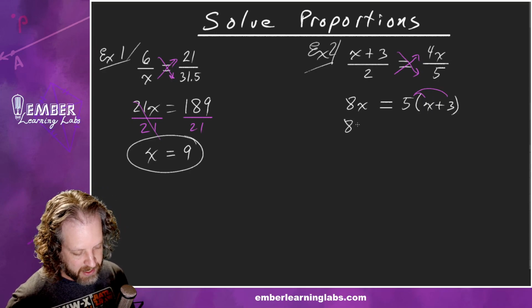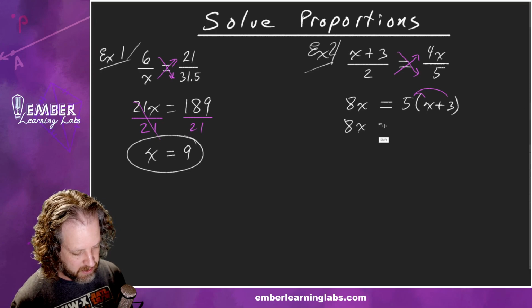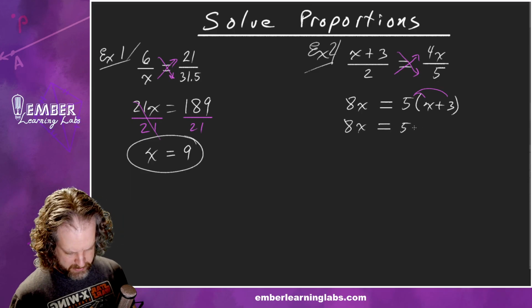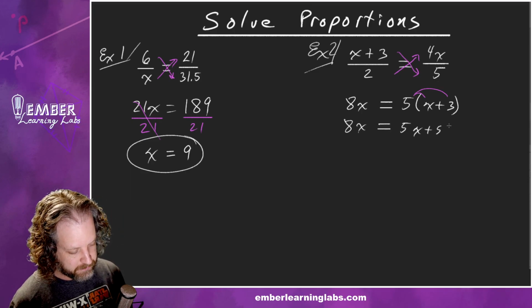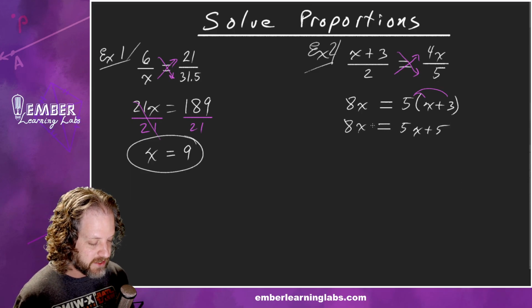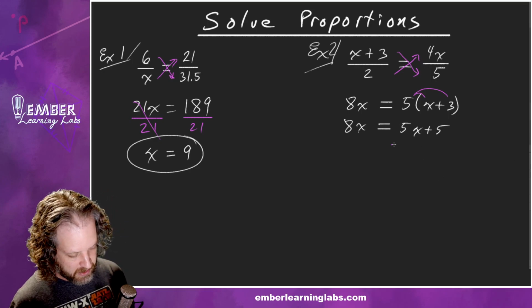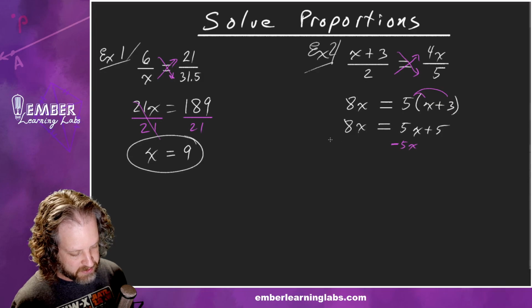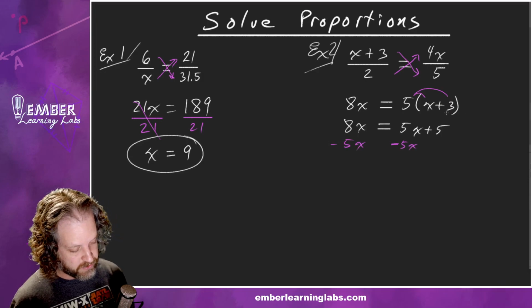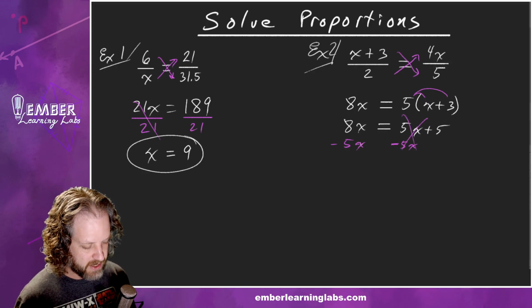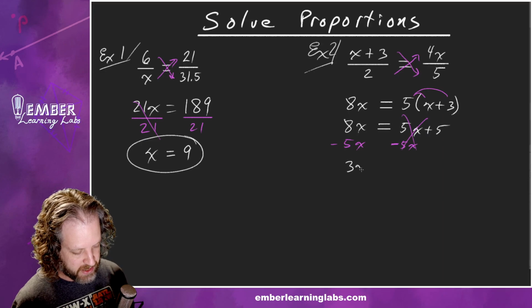So we're going to bring down the 8x and bring down our equals. 5 times x is 5x. 5 times 3 is 15. All right. We've got x's on one side and x's on the other side. So we've got to bring our x's together. I'm going to subtract the 5x from both sides. Remember, we're going across that equals. We change the sign. We do the inverse. Pretty straightforward. 8x minus 5x is 3x equals 5.